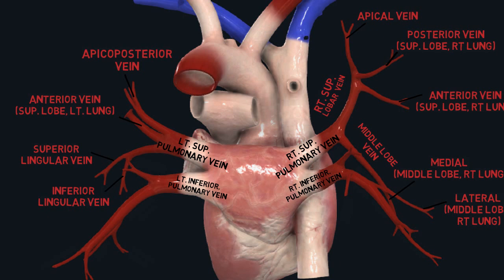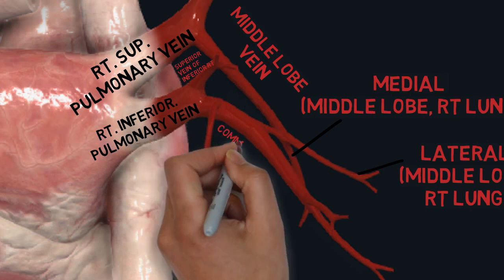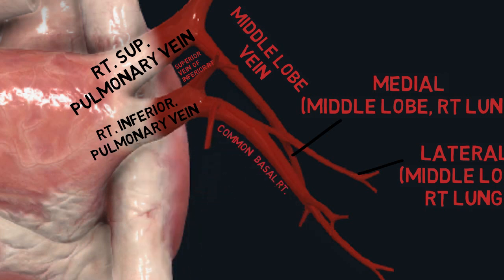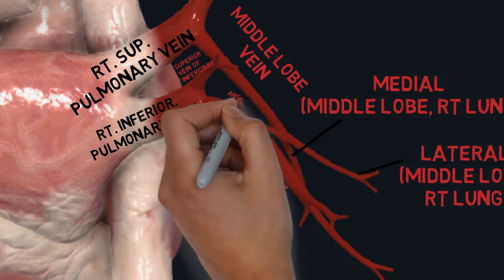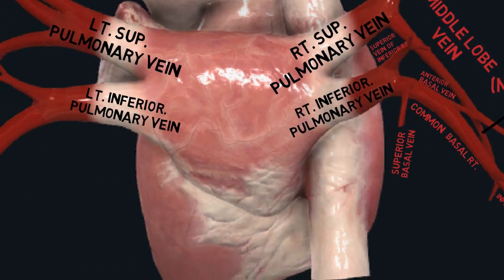Let's look at the right inferior branch. It branches into 2, which are the superior vein of the inferior and a common basal vein. And the common basal vein further branches into 3, which are the superior basal, anterior basal, and inferior basal. Luckily, those from the left inferior trunk are rightly similar.